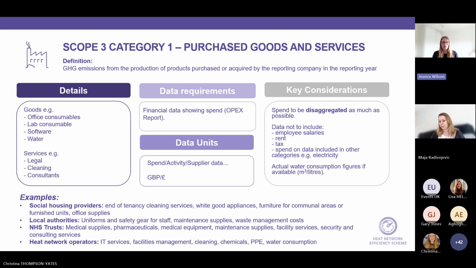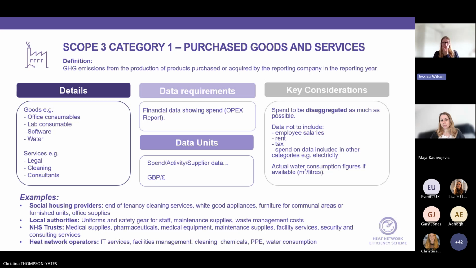If you are just starting out, spend-based data is likely the most achievable, as this can be accessed through an OPEX report. But once you have done a few GHG accounting cycles and it becomes a bit more mature, businesses tend to move towards supplier-specific embodied carbon data where possible. So this is looking at more activity or supplier data with actual quantities of that. But spend data is fine for category 1.